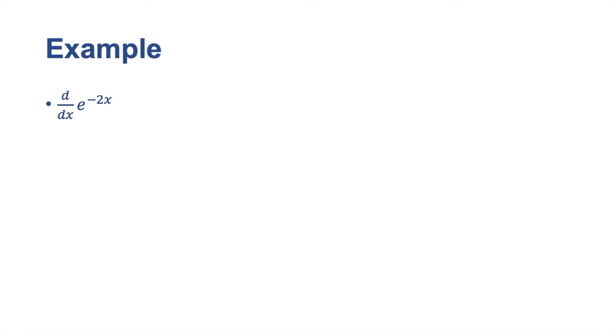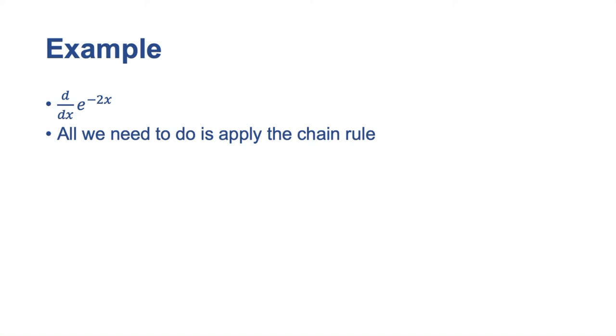So we're going to take the derivative of e to the negative 2x. Alright, so we need to apply the chain rule here. So what I can do is I can set u equal to negative 2x, then f of u will be e to the u. That means f prime of u will be equal to e to the u, and then f prime of g of x will be e to the negative 2x.